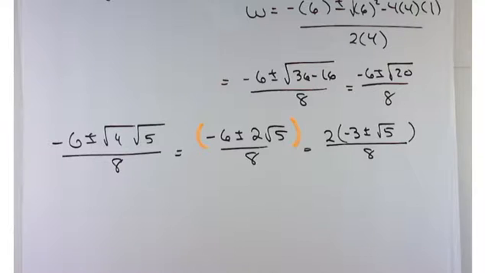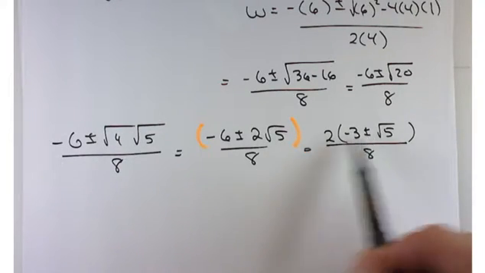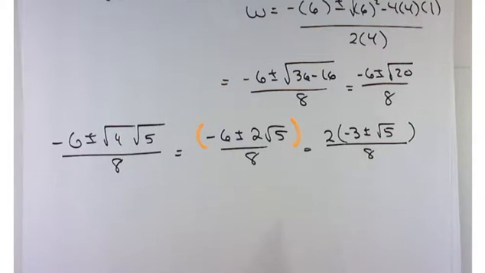Check it by distributing. If you distribute the 2, I get negative 6 plus or minus 2 square roots of 5. So those two things are equivalent. Does this help me out at all in terms of simplifying this? Good? Yes.